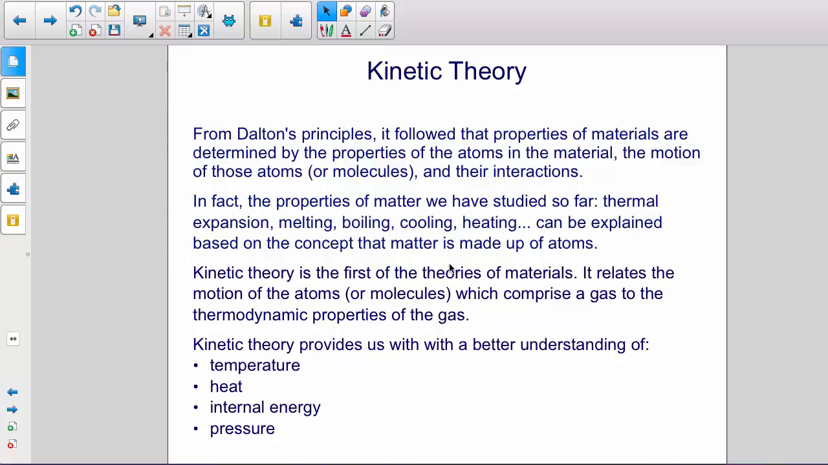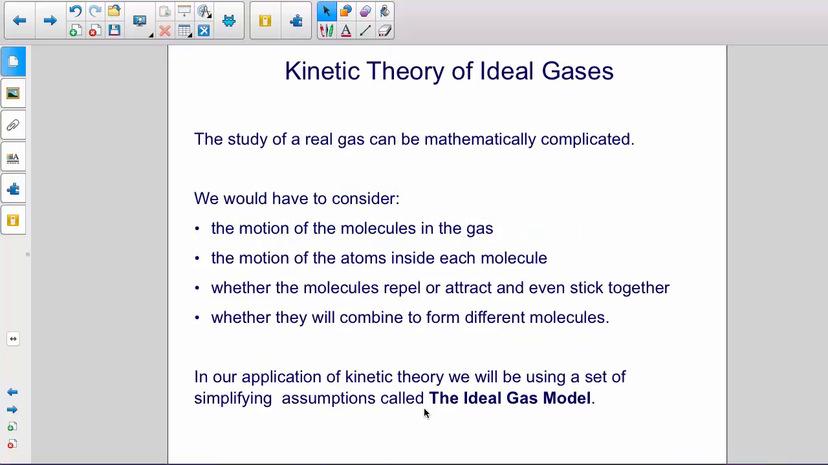Kinetic theory is the first of the theories of materials. It relates the motion of the atoms or molecules, which comprise a gas, to the thermodynamic properties of the gas. Kinetic theory provides us with a better understanding of temperature, heat, internal energy, and even pressure. So let's look a little bit more into kinetic theory of ideal gases.